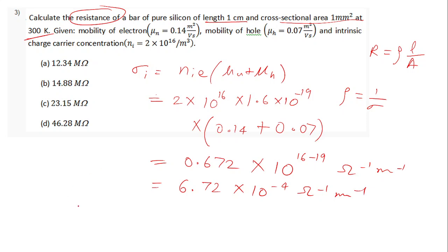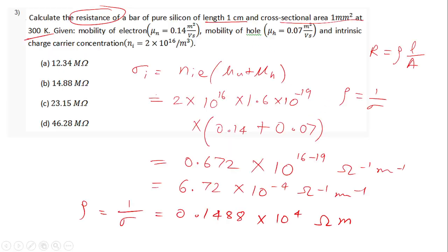Now what do we need to find? Resistivity, which is the inverse of this conductivity. So this will be 1 over this. Now 1 divided by 6.72 will be 0.1488, and this will be 10 to the power 4 ohm meter. Now this will be the resistivity, and ultimately we need to find the resistance.